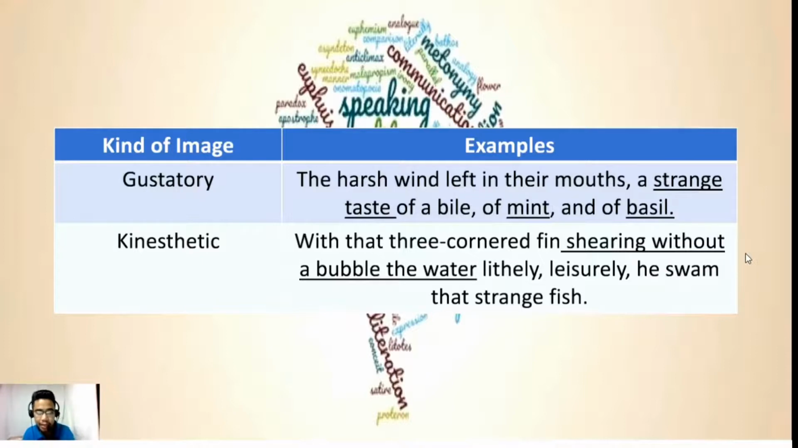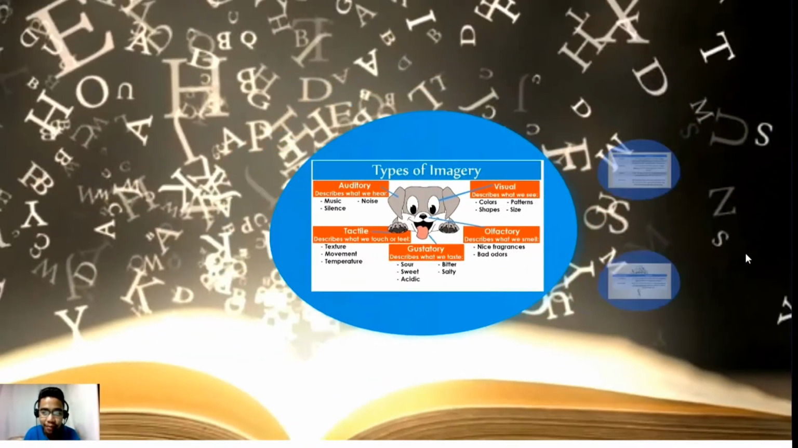So this is the additional. Long time ago, kinesthetic was not part of imagery, but now it's here. With a three-cornered fin shearing without a bubble, the water lithely, leisurely swam that strange fish. So shearing, of course, is an action verb. Most of the time, action verbs signify movement, or kinesthetic, or in other words, motion. Okay, so that's the end of our discussion.